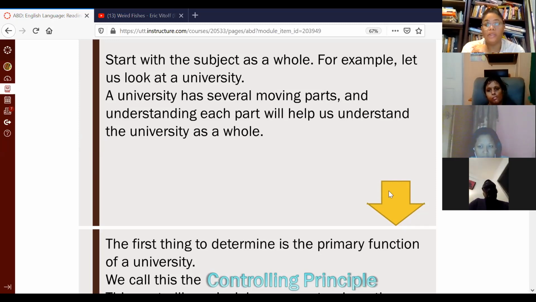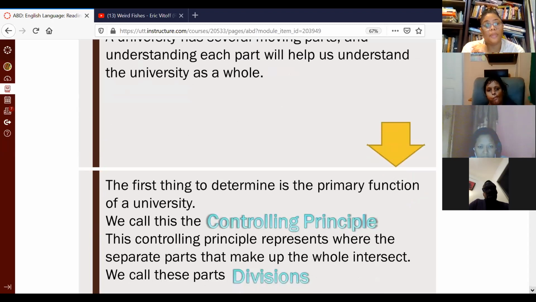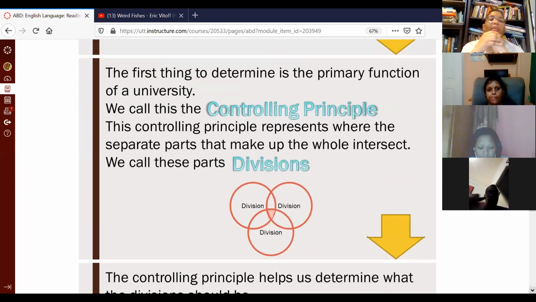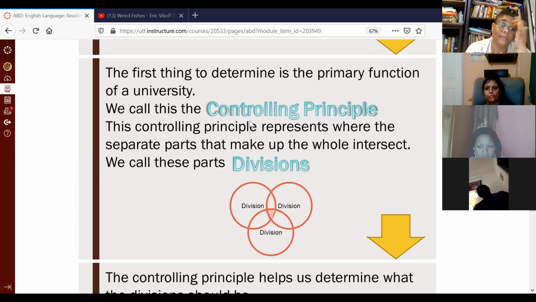So the first thing you want to do is identify what the primary function of the university is, right? We call this primary function the controlling principle. And we call it a controlling principle because it will determine how you make your divisions. It will control how the whole entity operates, as well as how you will go about explaining each component fitting together to make the whole thing operate.